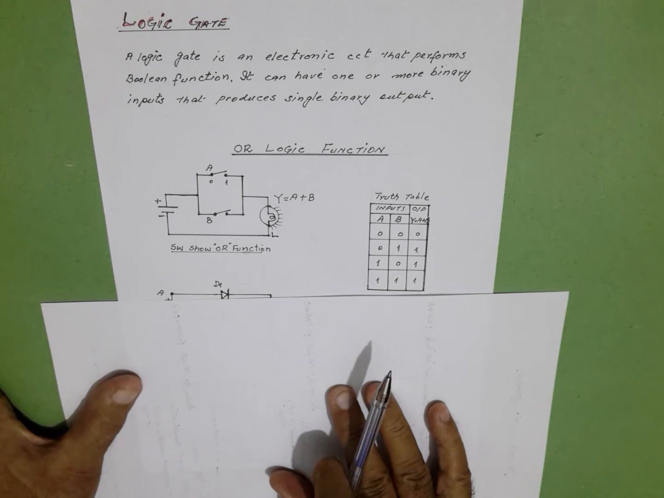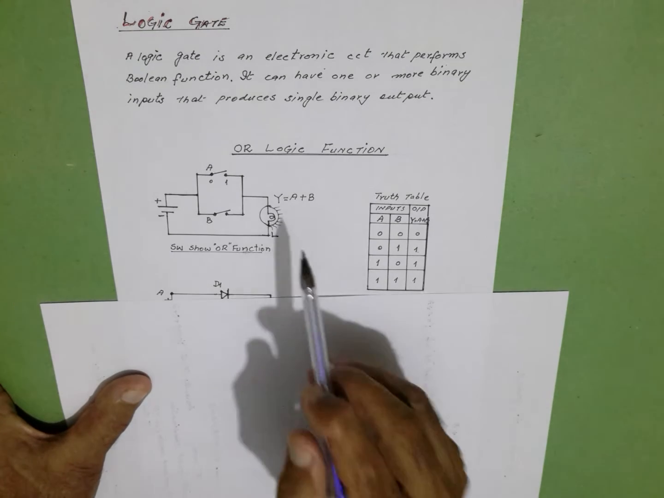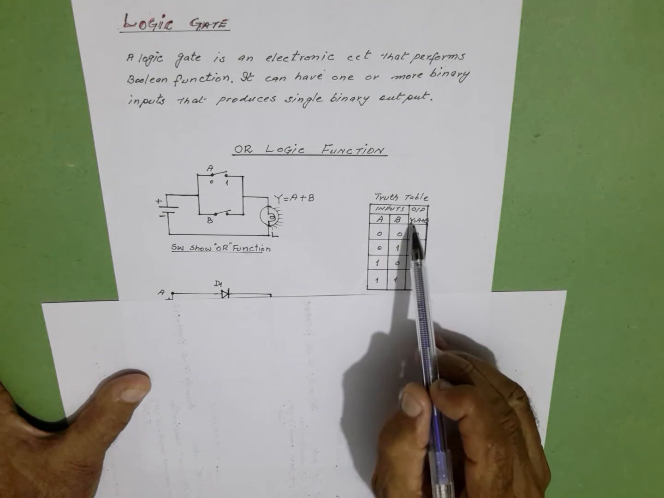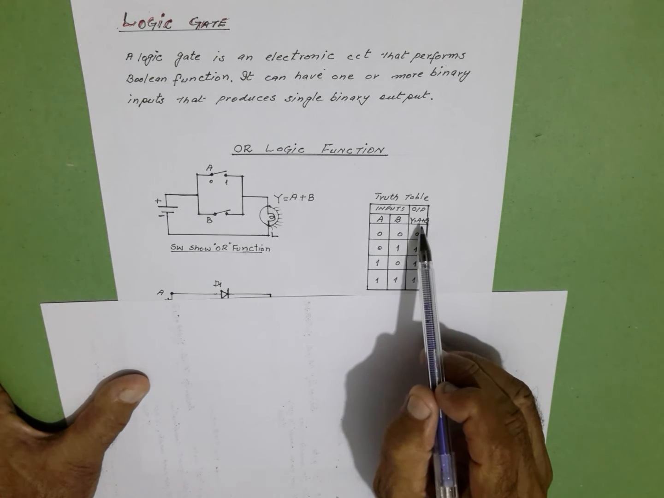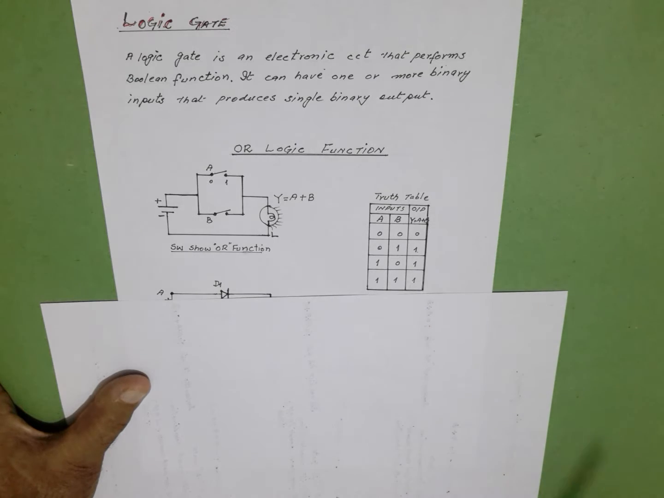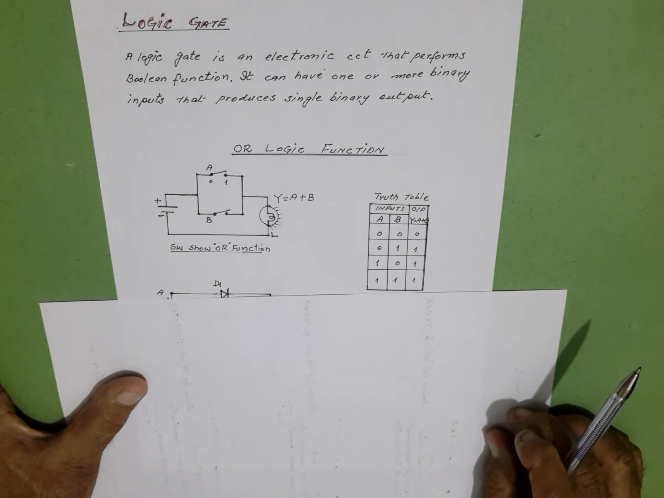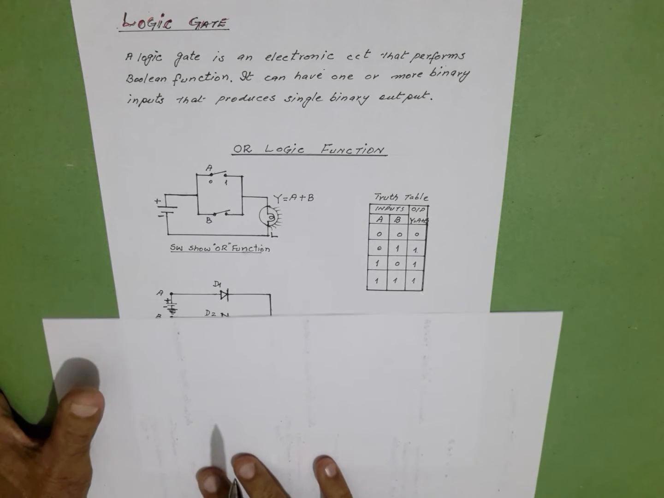The Boolean expression for the OR gate is, when two inputs A and B, the output Y is equal to A plus B. And in case of Boolean algebra, we will not call it A plus B, we will call it A or B. The same function can be performed by using two diodes in parallel.